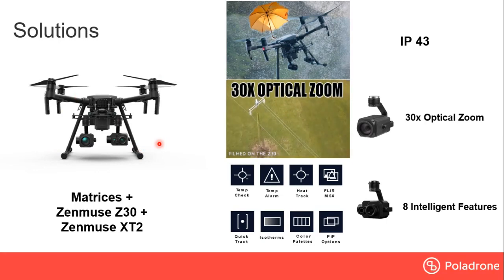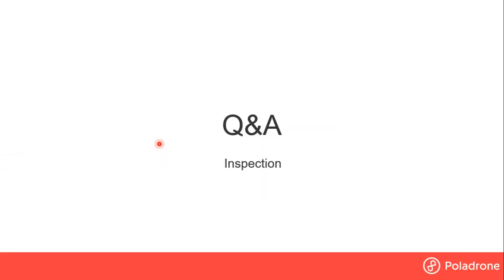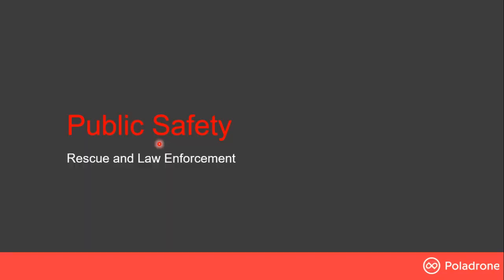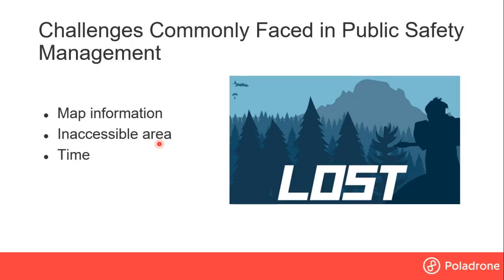Yeah, maybe we can move on to public safety, where you can talk more about Mavic 2 Enterprise Duo. Okay, sure. Yeah, thank you. So now we are on our fourth and last industry we're going to talk about, which is public safety. This is mainly involved with law enforcement and also the search and rescue department. So same thing, before we start, we're going to talk about the challenges faced in public safety management.